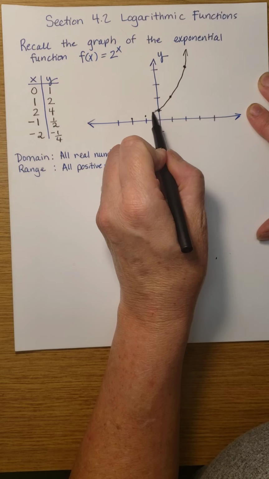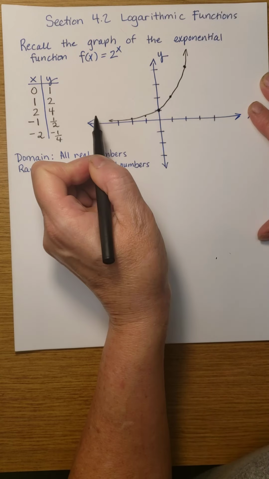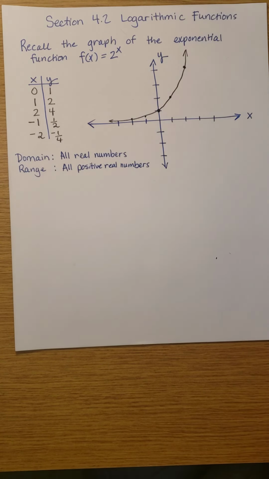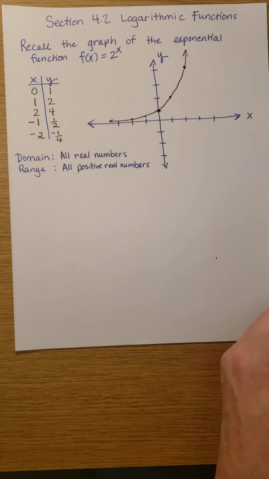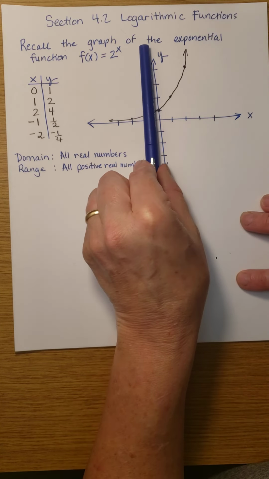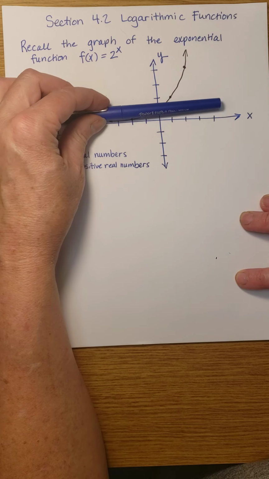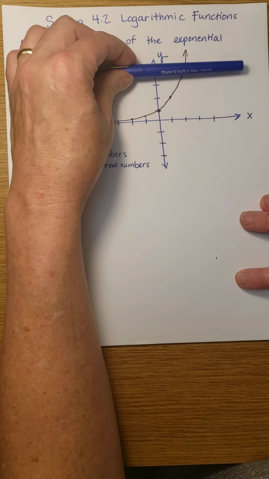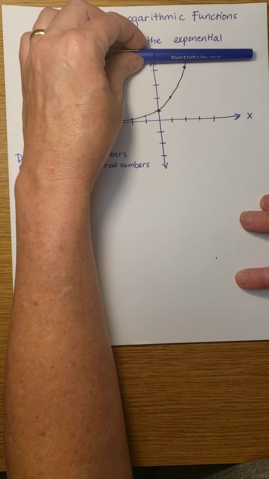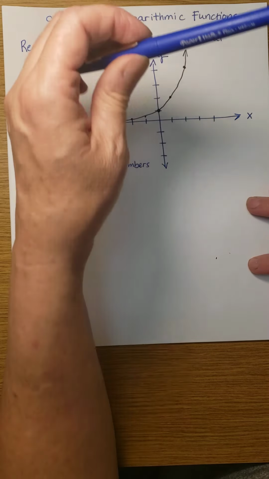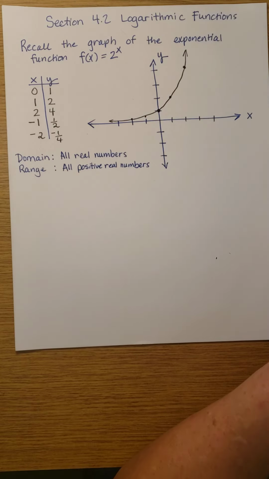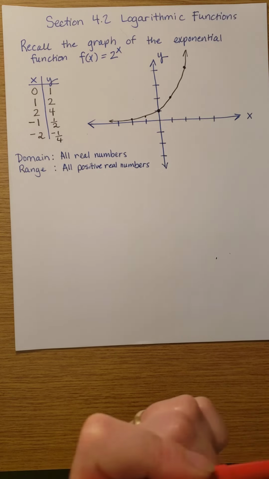Now, one thing you'll notice about this function, it is a one-to-one function. Because it passes the vertical line test, in other words, every vertical line crosses only once, we know it's a function. And because it passes the horizontal line test, every horizontal line only crosses once, it also is one-to-one. And that means it has a function inverse. So what is that function inverse?